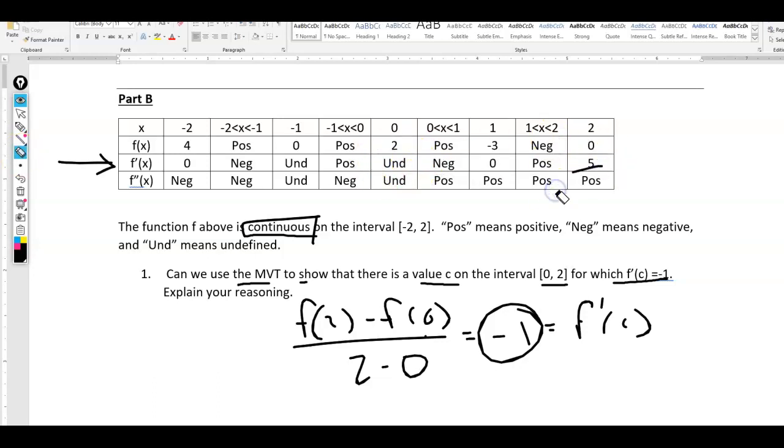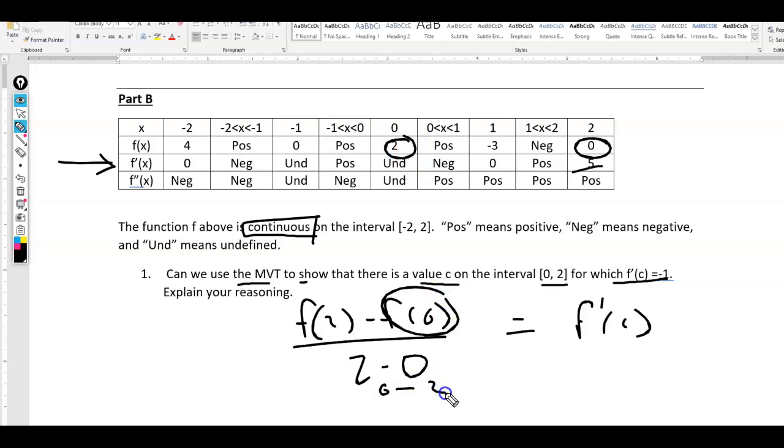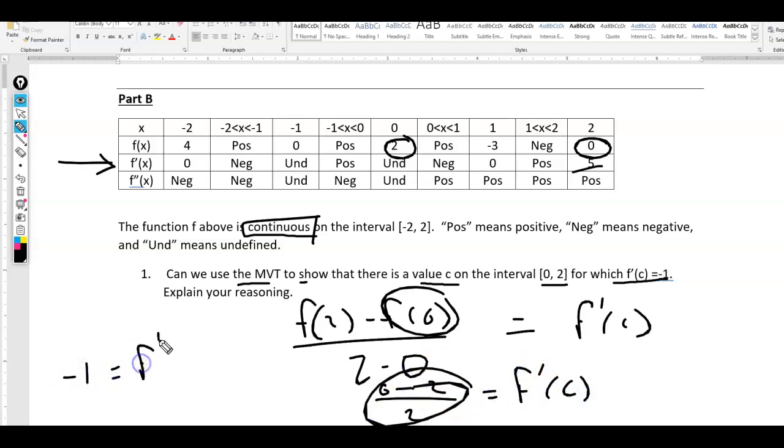So let's calculate it now. I don't want to put equals -1 yet, because I'm not sure about that. But let's see. What is f of 2? F of 2 is 0. And what is f of 0? F of 0 is 2. And 2 minus 0 is 2. And if we go ahead and simplify this, we do get -1. So since the math works out, we're going to say yes.